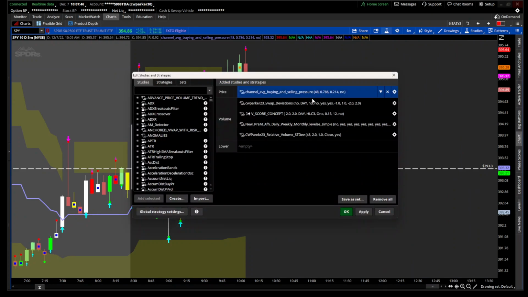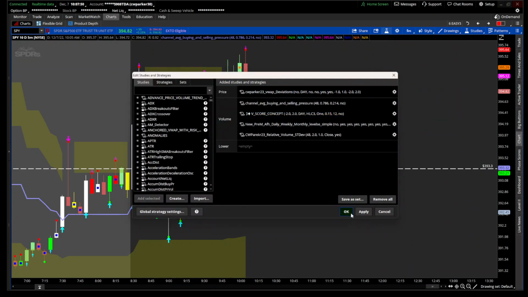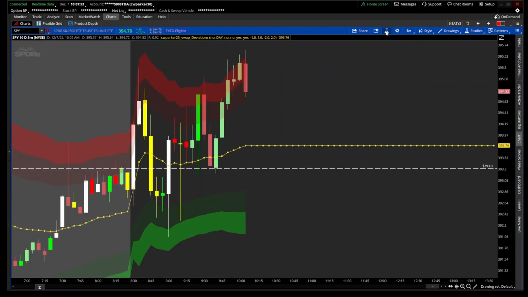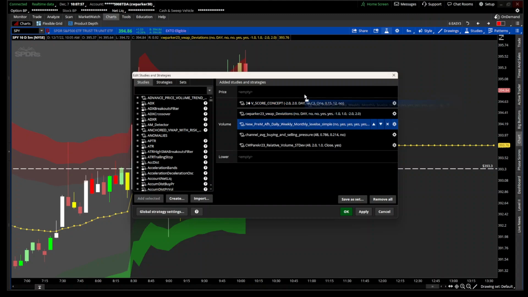I'm going to shift down my channel indicator. We'll bring it back together so we can see how everything works together. Wrong thing, that's the VWAP. Here we go.